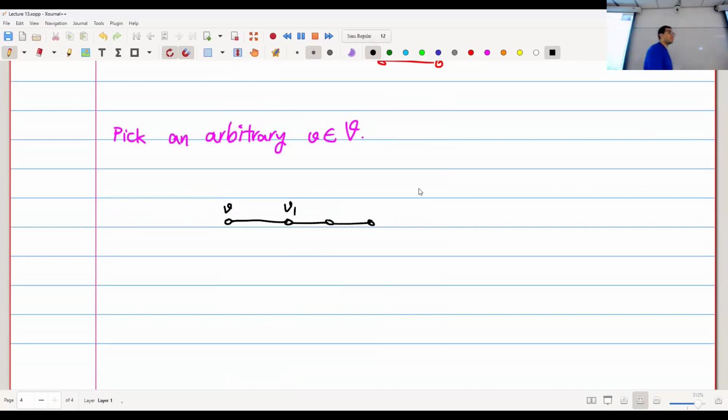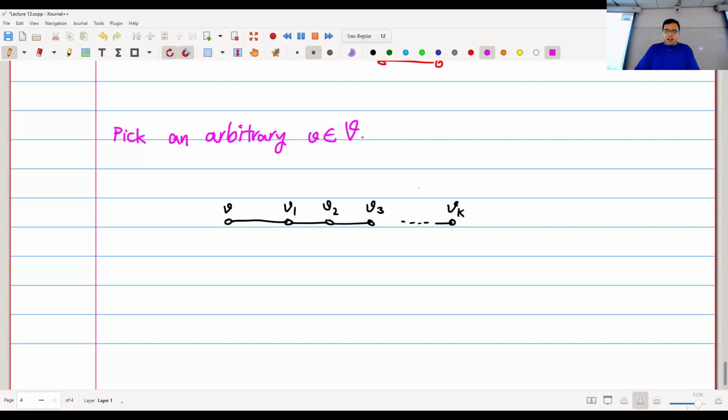I just start walking. I start at V, go to some other V1, keep going, V2, V3, until I get to a point where I cannot find any more edges. Now, when I get to this VK, it's possible that there is no other edge going out of VK, but it's also possible that there is an edge, but it's going back to one of the vertices that I've seen before. And because I want to create a path, that's why I didn't take that edge.